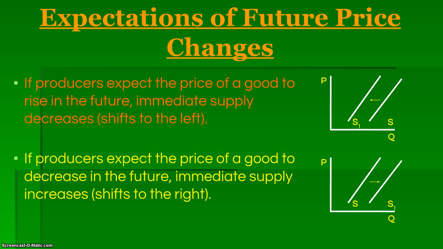Oh my gosh. The next one is expectations of future price changes. So this is about the possibility of a price change in the future. So if producers expect the price of a good to go up in the future, the supply is going to decrease to the left, and this makes sense. Producers would be more willing to sell at a higher price than a lower price. And if they expect the price to go up in 2 weeks, they're not going to sell anything today, or they're going to sell a lot less today. They'd prefer to sell things in 2 weeks. So the supply today is going to go down.